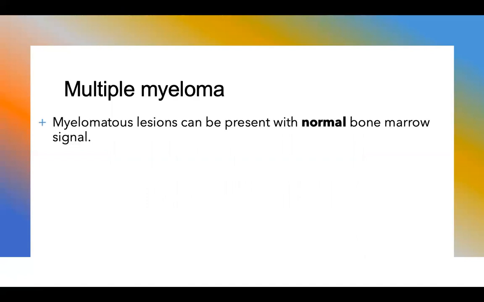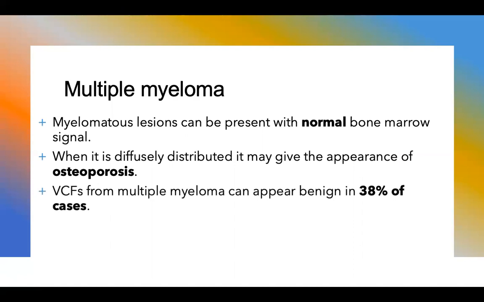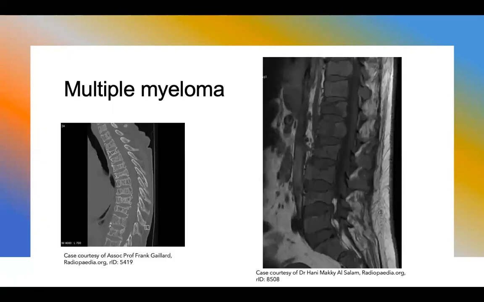Just keep in mind that myelomatous lesions can be present with normal bone marrow signal intensity. And when it's diffusely distributed, it may give the false appearance of osteoporosis, and it's not difficult to be confused, believe me. Vertebral fractures from multiple myeloma can appear benign in 38% of cases. And above all, acute and subacute symptomatic myeloma-related fractures may not demonstrate any kind of edema.